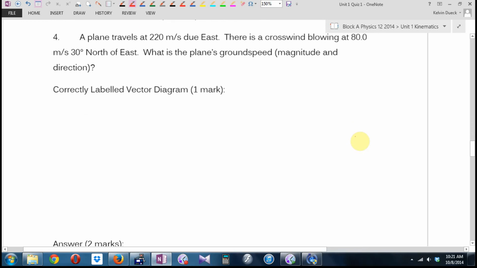Plane travels 220 meters per second due east. I've scrolled down. I'm going to do a compass rose again. There's a crosswind blowing at 80 meters per second, 30 degrees north of east. What's the plane's ground speed? All right, so here's our idea. The engine plus the wind gives you the ground.